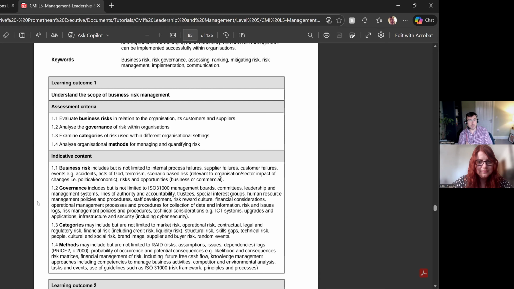Evaluate business risks in relation to the organisation, its customers, and suppliers then. Now, here, I'm going to suggest you might want to apply this to your own organization, actually, as an evaluation. So you could do two things in this question. One is to look at just generally what kind of business risks organizations might have themselves and their customers and suppliers, but also to make this real and bring it to life by looking at your own organization.